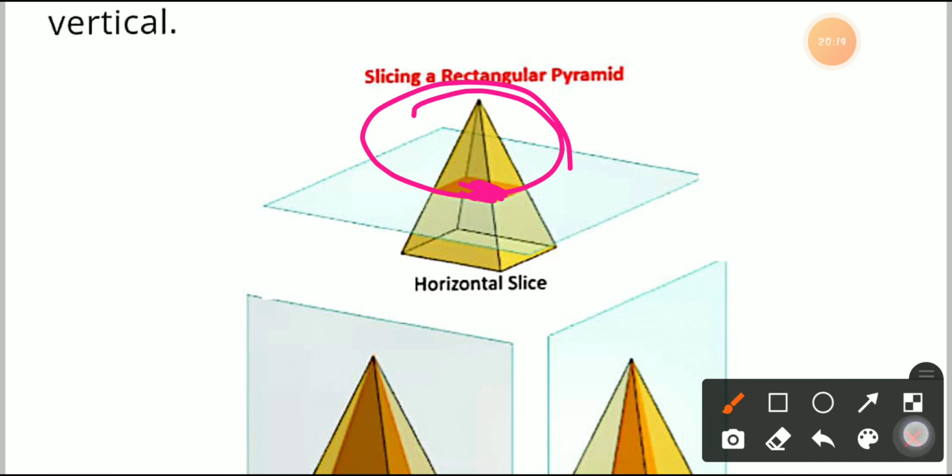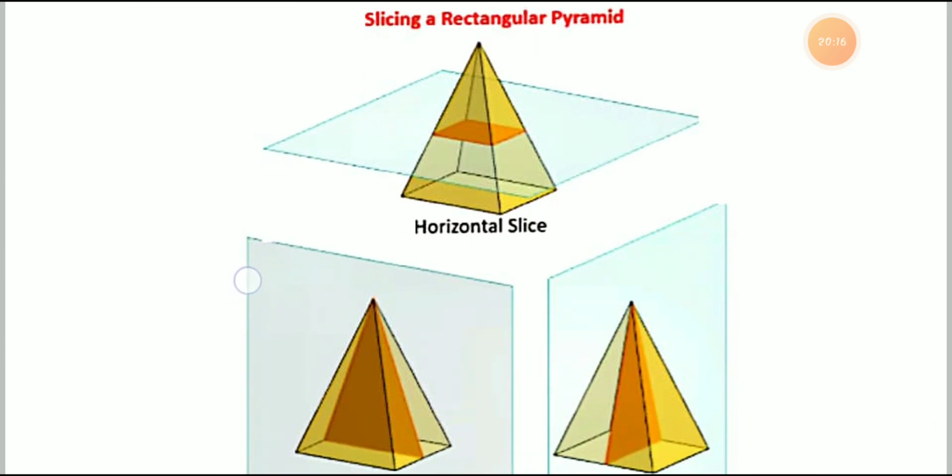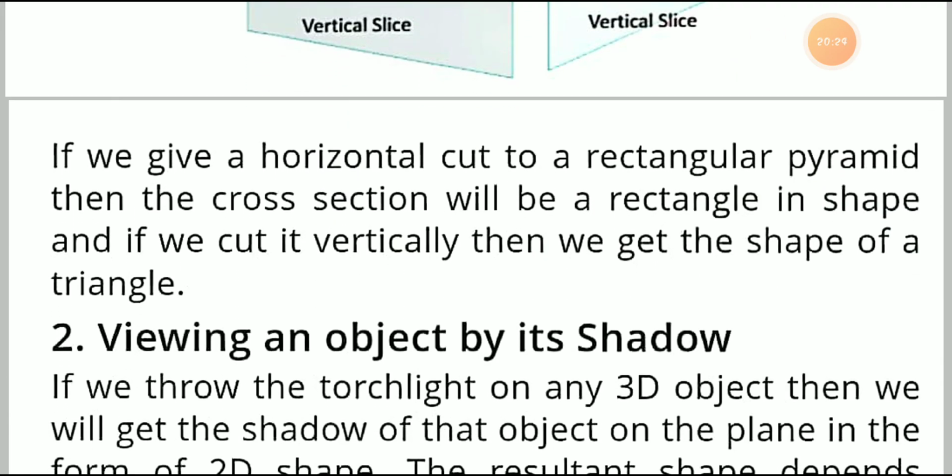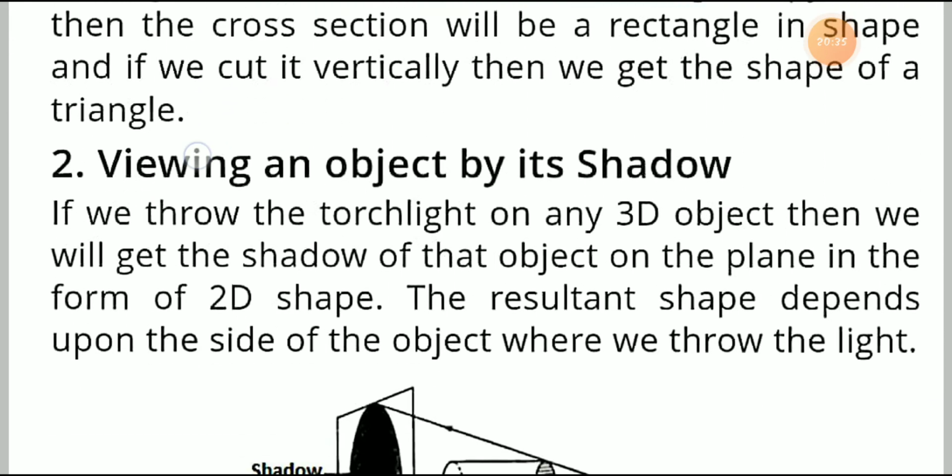You will have trapeziums here, 1 2 3 4 trapeziums. In place of triangles, you will get the faces of trapeziums. If we give a horizontal cut to a rectangular pyramid, then the cross section will be a rectangle in shape. If we cut it vertically, then we get the shape of a triangle.